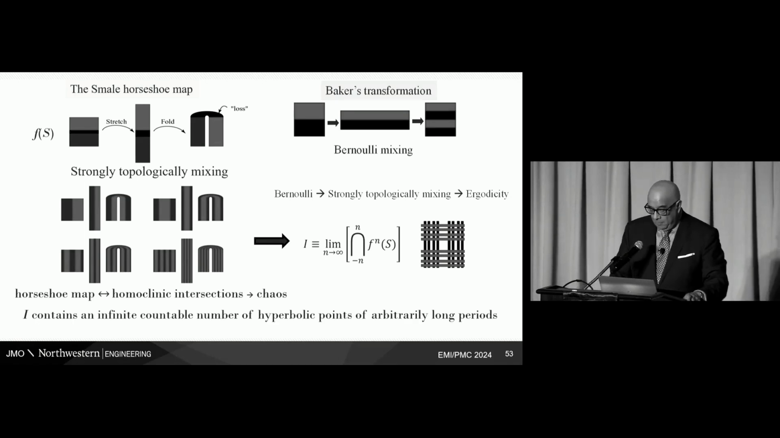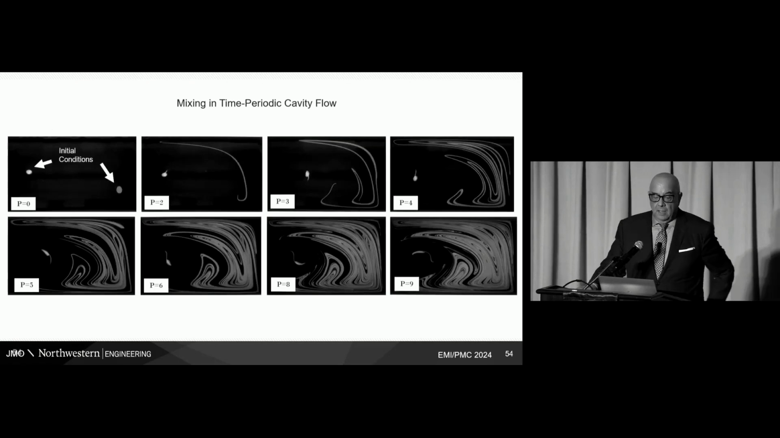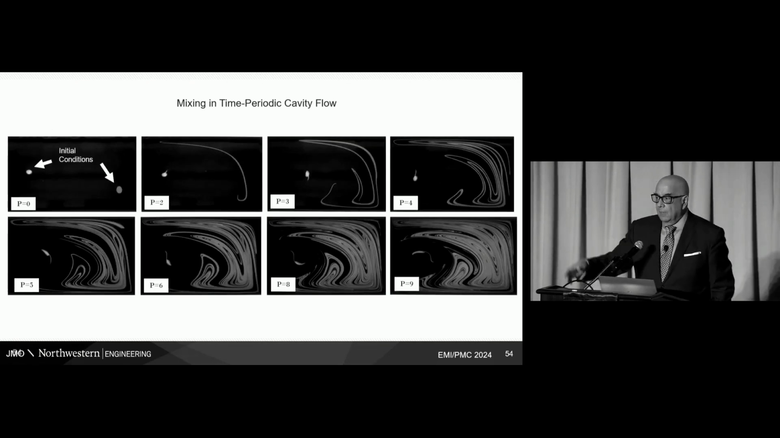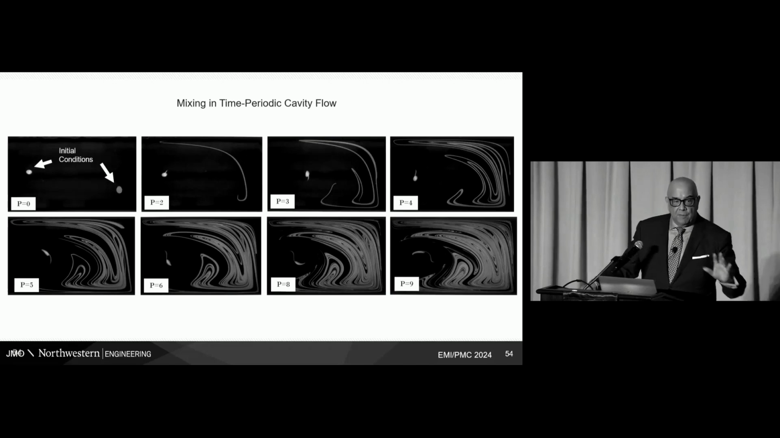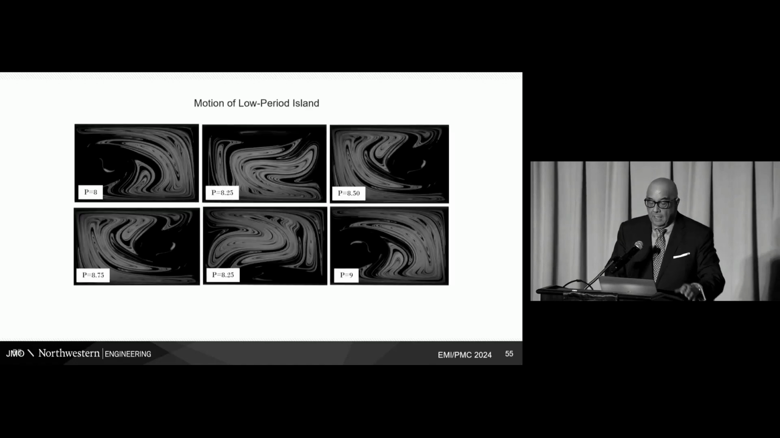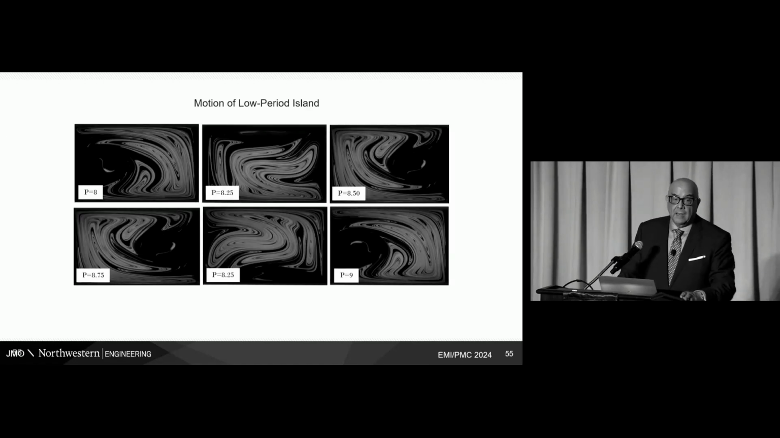And you can do experiments, and this is one experiment in which, if you are careful and you know where to put different blobs, you can see that one of them stays put, the other one produces these horseshoe maps and this chaos. And you can even study where these islands move, and this island is of period 1, so it goes back after one period.